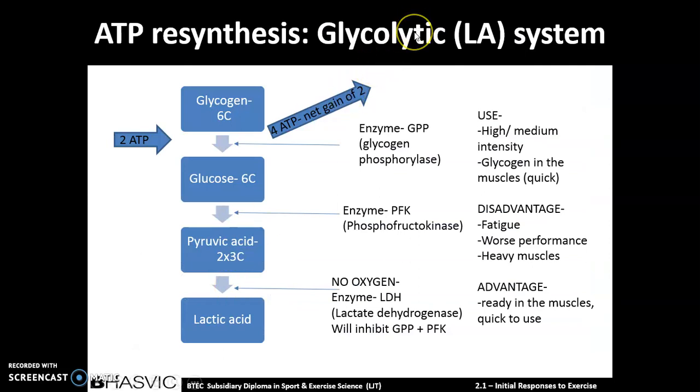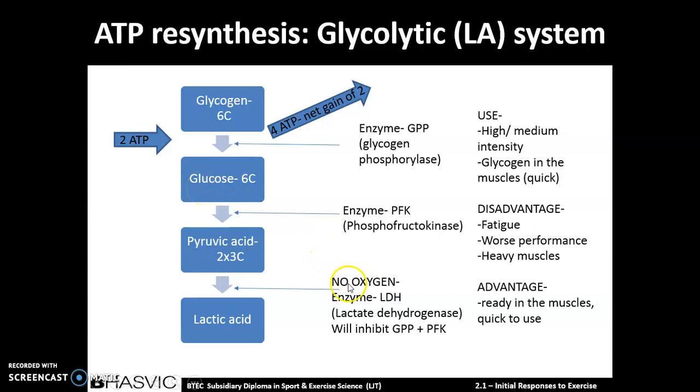ATP resynthesis and the glycolytic lactic acid system. You start off with glycogen, which is 6 carbon. You put in 2 ATP to gain 4 ATP, so you get a net gain of 2 ATP. The enzyme that is needed to convert glycogen to glucose is GPP, glycogen phosphorylase. Once it's at glucose, which is also 6 carbon, the enzyme PFK, phosphofructokinase, then converts the glucose to pyruvic acid.